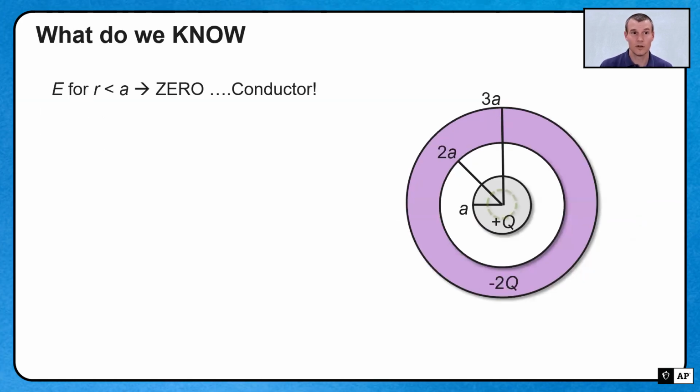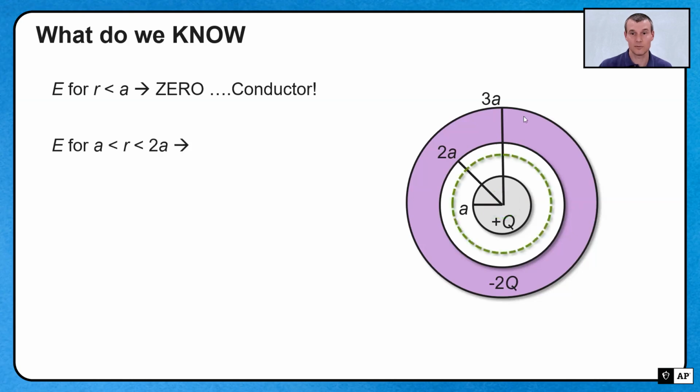So what do we know? Well, let's start out inside for our little Gaussian surface, which once again is a sphere. It's 0 inside of there because this is a conductor. Well, in this next region, you might be like, oh, I have to do like the whole integral thing for this one.